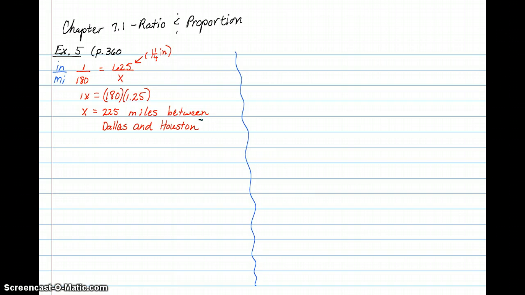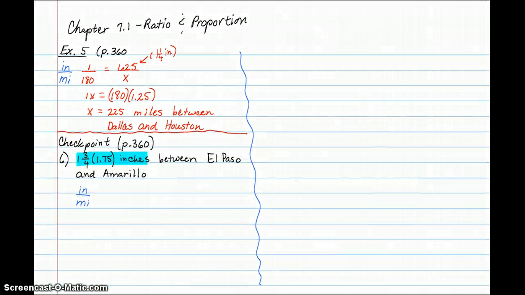Now you're going to go ahead and try the checkpoint activity. And I'm going to go ahead and just tell you the measurements. You don't have to actually have a ruler handy, but I'll tell you the measurement. So we are going to do the checkpoint activity for number 6, which is also on page 360, number 6. All right, it's 1 3/4 inches between El Paso and Amarillo. 1 3/4 can be converted to 1.75 because 3/4 is 0.75.